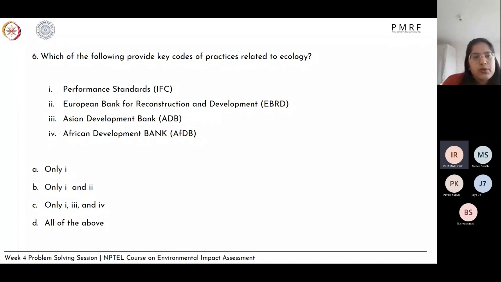So moving on to question 6, which of the following provide key codes of practices related to ecology? So you have one, performance standards from the International Finance Corporation; two, European Bank for Reconstruction and Development, EBRD; three, Asian Development Bank, ADB; and four, African Development Bank, AFDB. So which of the following provide key codes of practices relating to ecology? We discussed a few of them.